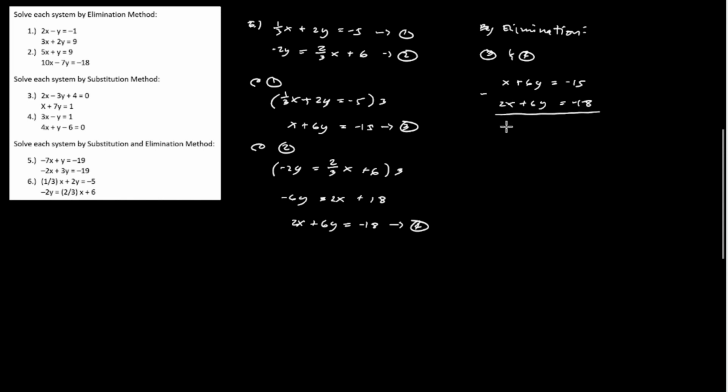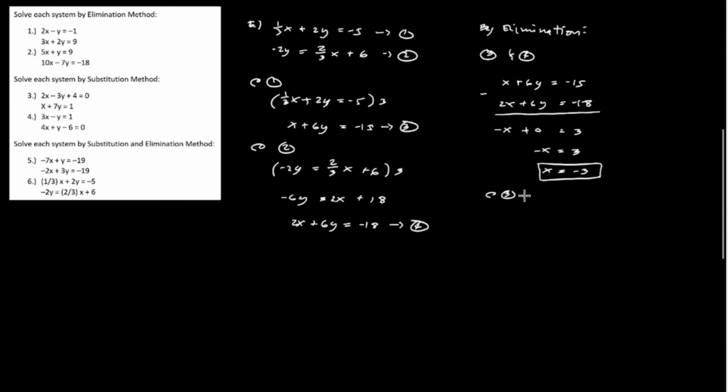So x minus 2x is negative x, 6y minus 6y is 0, is equal to negative 15 minus negative 18, or negative 15 plus 18 is positive 3, and negative x is equal to positive 3, or x is equal to negative 3. And now we have the value for x. We can solve the value for y using equation 3.